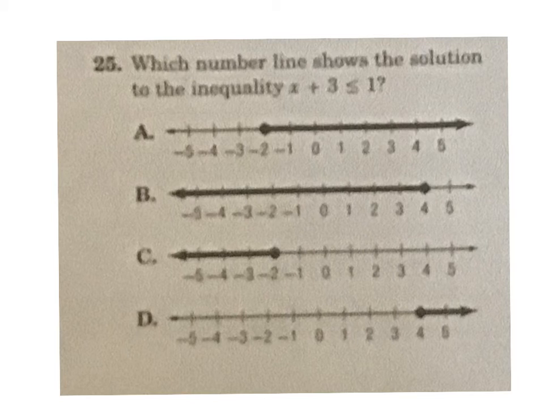Okay, which number line shows the solution to the inequality x plus 3 is less than or equal to? Because it is equal to, it has to be a closed-in bubble, which they all are. So, okay, that's good. Now, I'm going to pick a number. I'm going to start with A.